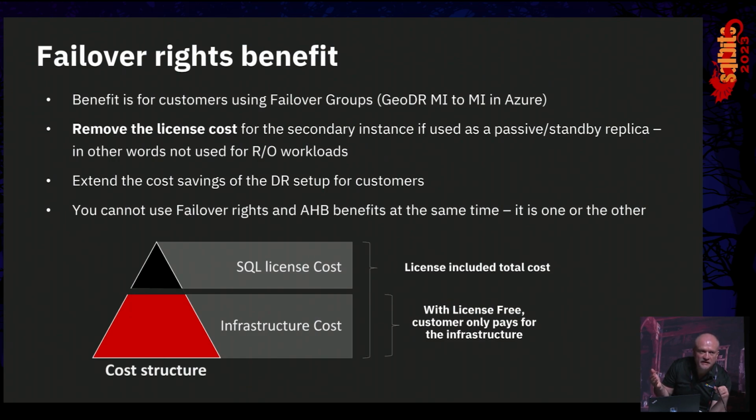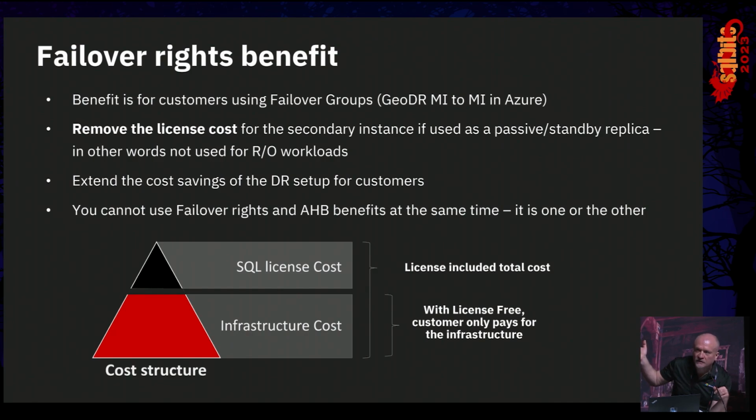And all the data then gets replicated from MI1 to MI2, and there is automated or manual failover between them. So what this benefit is, if you're using the secondary managed instance as a passive replica, that means you're not using it for any workloads, then we have extended a new benefit: you do not pay for the license fees for your secondary replica.